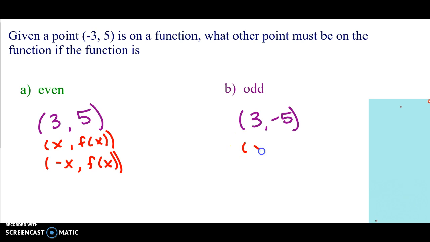Similar, I know that this original point was x comma f of x. And if I look at the notation from above, odd functions, negative f of x. Let me write it down before I forget. Negative f of x is equal to f of negative x. So both signs changed here.